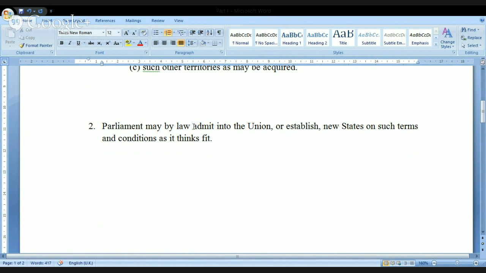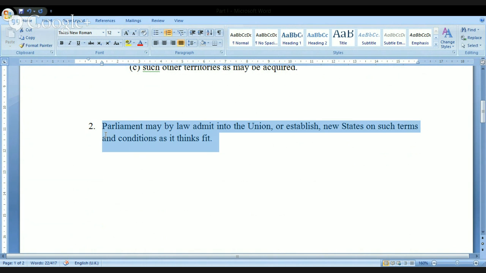And beside this, if you look at this, the new states, what do you mean by this? This particular article is telling that Parliament is empowered, that Parliament can permit the entry of a new area into the Indian Union, or the Parliament can establish new states on such terms and conditions as it thinks fit. Meaning the Parliament has been completely empowered to admit the new states or to establish the new states. What do you mean by this? Very, very important here.